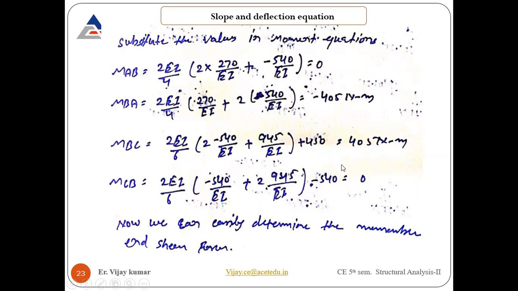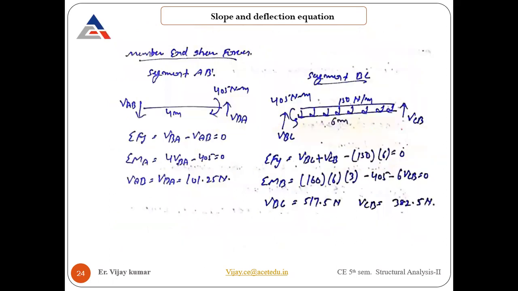So after getting all the values, put them into the beams and try to get the values of the unknown reactions, those provided by support A, support B and support C. Let's see how we can find them. We need to find VAB and VBA, meaning the shear force, or you can say the reaction, which is provided by the support or member, and we are finding the shear force.